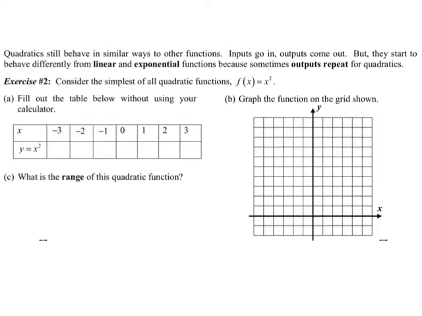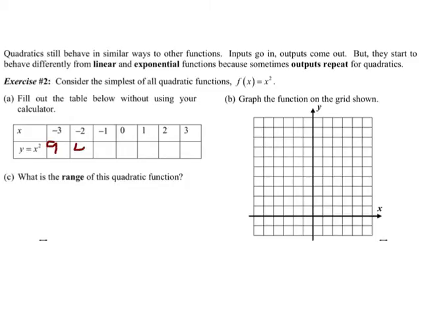Quadratics will still behave in similar ways to other functions. Inputs go in, outputs come out. But they behave differently from linear and exponential functions because sometimes outputs repeat for quadratics. Consider the simplest of all quadratic functions, x squared. Fill out the table below without using your calculator. It's easy. What is negative 3 squared? That's 9.